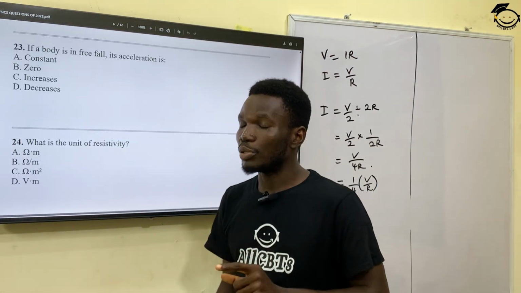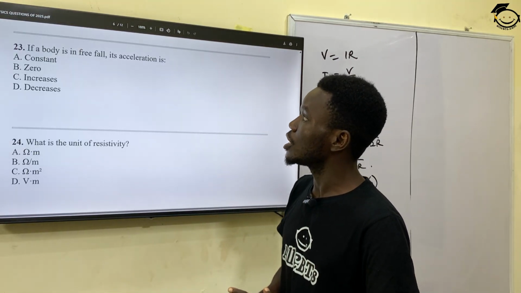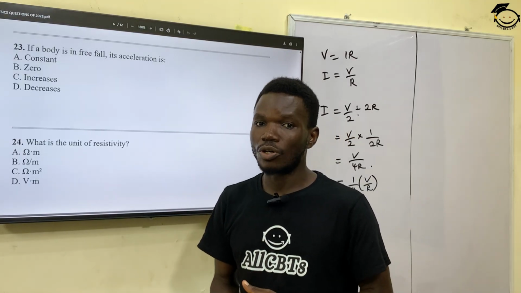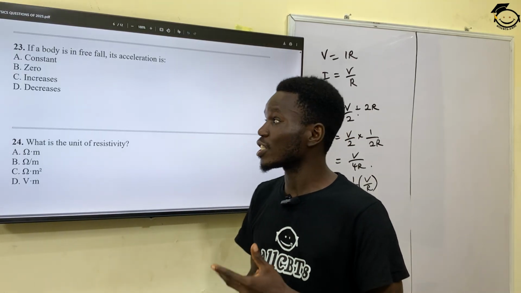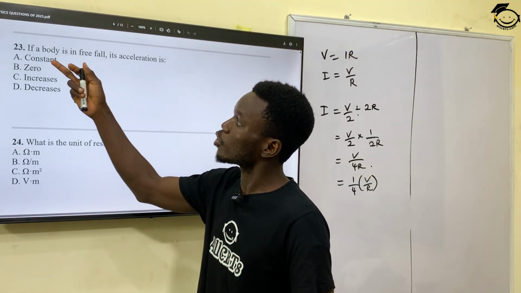So that is also question number 23, which says, if a body is in free fall, its acceleration is dash. Please note that when a body is in free fall, its acceleration is constant. Its acceleration is constant. Why? Because it is falling freely. So the acceleration is constant, and that is option A.